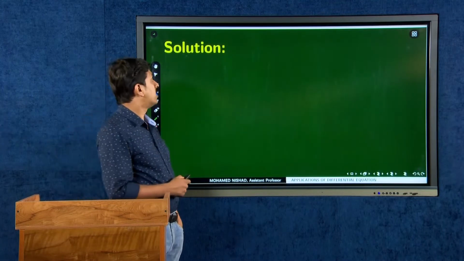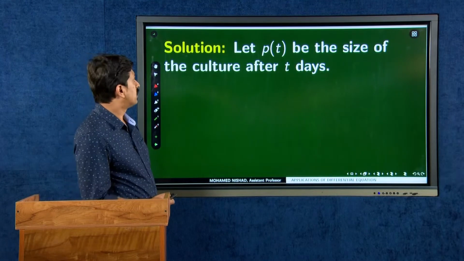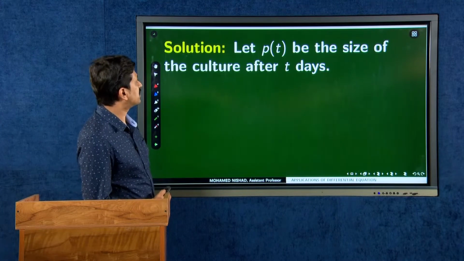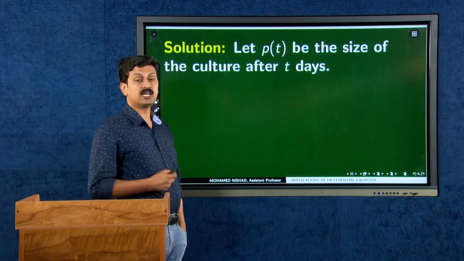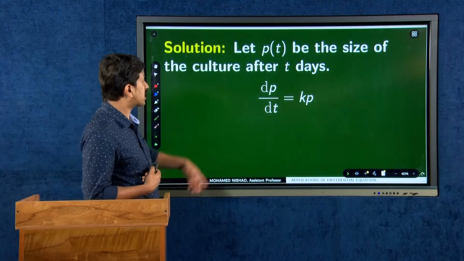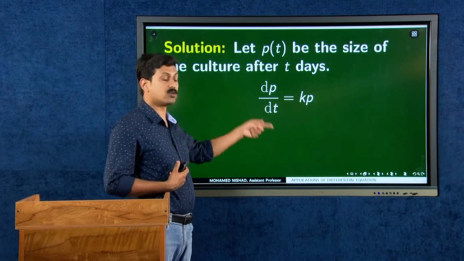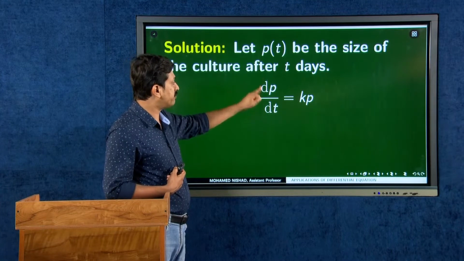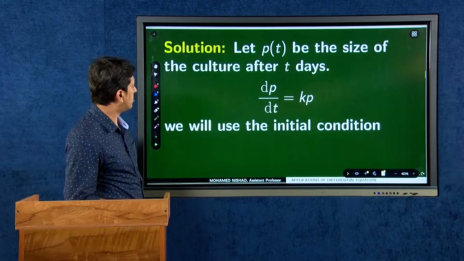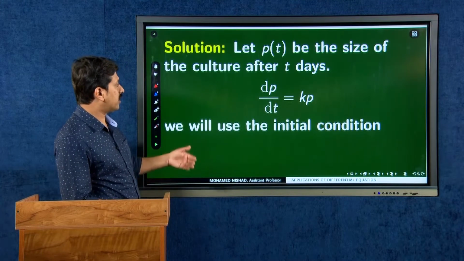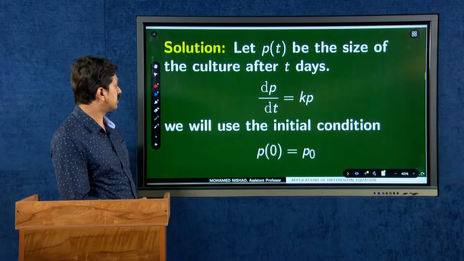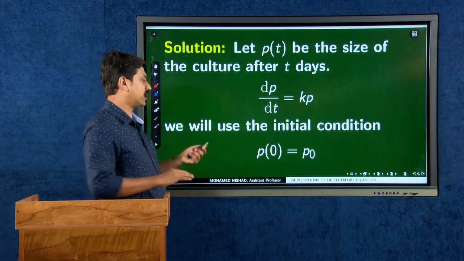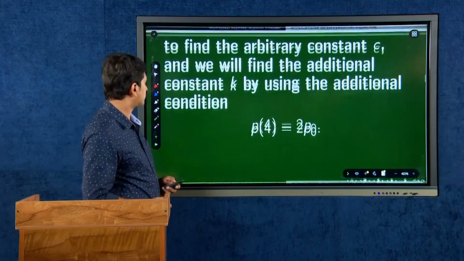While solving this problem, let P of t be the size of the culture after t days. We discussed a function as P of t is the size of the culture after t days. So, my dear students, the rate of change, rate of growth or decay, as we did before, instead of dy by dt, here we have dP by dt is equal to kP. We will use the initial condition P of 0 equal to P naught, as we did before, y of 0 equal to y naught.